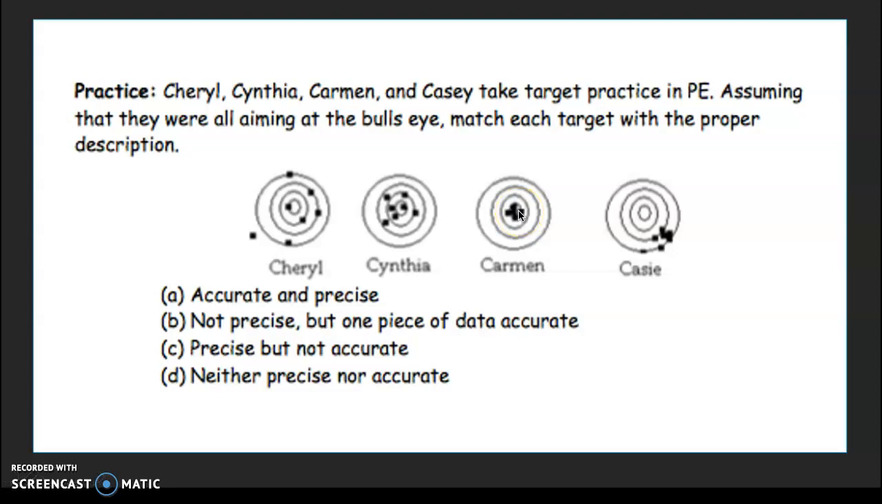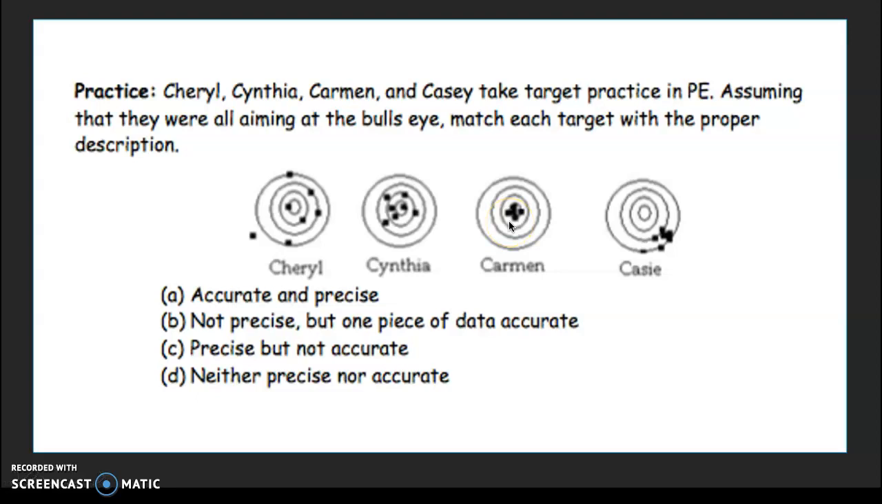So yes, you can be accurate and precise at the same time, or you can be accurate and not precise at the same time. But you cannot be precise... I'll get back to that thought. But like I said, you can be accurate and precise. So Carmen would be A.